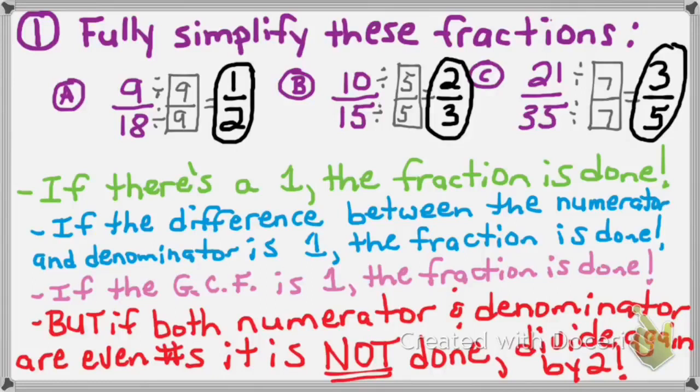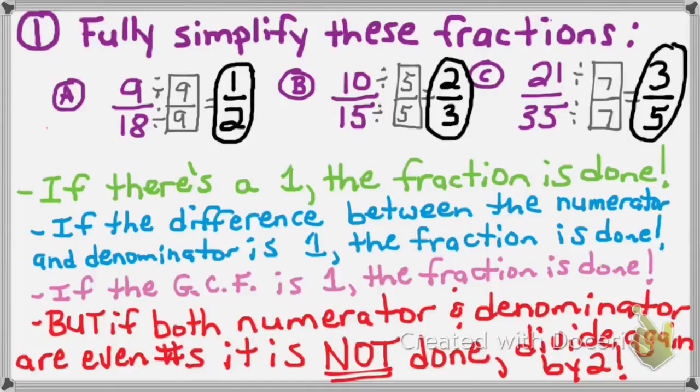Another trick says if the GCF is 1, the fraction is done. So if I look at letter A, the reduced fraction is 1/2. Well, the factors of 1 are 1, and the factors of 2 are 1 and 2, so the GCF, greatest common factor, is 1. Letter B, 2/3, the factors of 2 are 1 and 2. The factors of 3 are 1 and 3, so the GCF is 1, which means it's done. If I look at C, 3/5, the factors of 3 are 1 and 3. The factors of 5 are 1 and 5, so the GCF is 1. Therefore, that fraction is done.